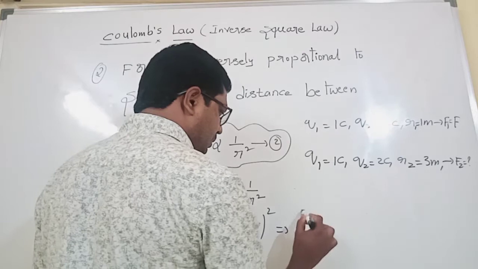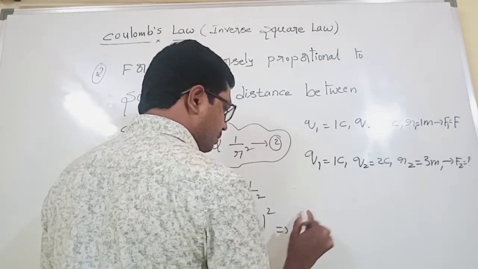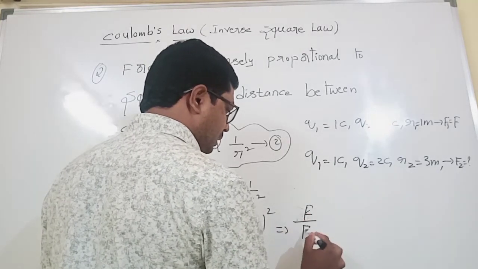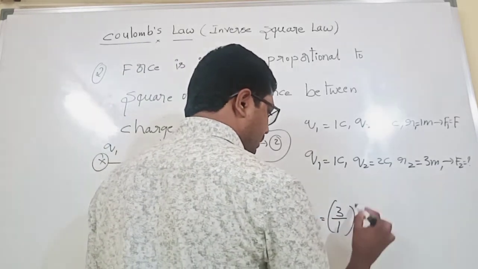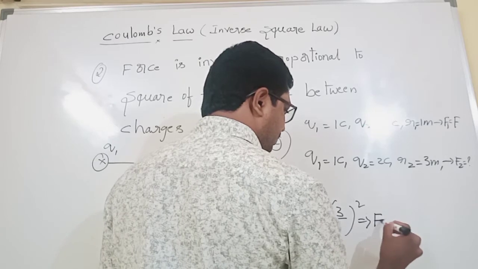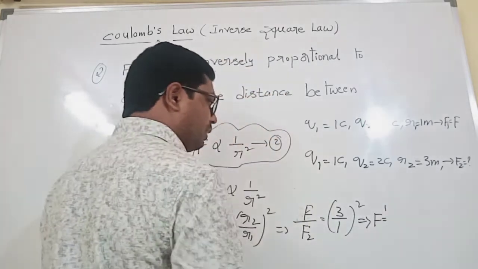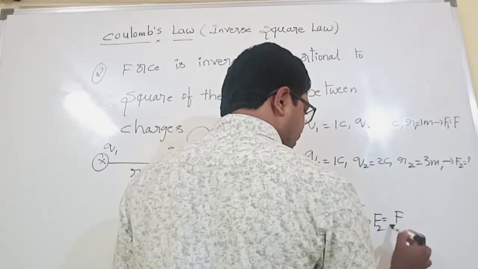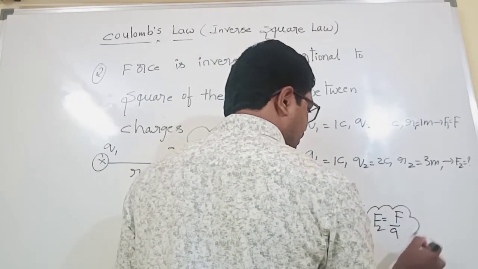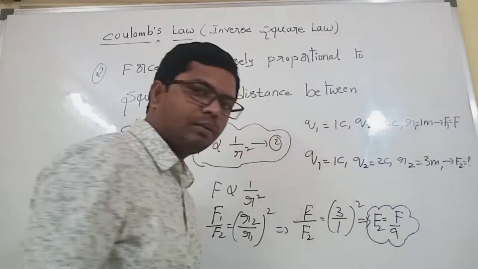From this, first is F, second is F2, that is equal to R2 is 3 divided by 1 whole square. Now from this one, F2 is equal to F by 9. This is the conclusion. Do you remember here?